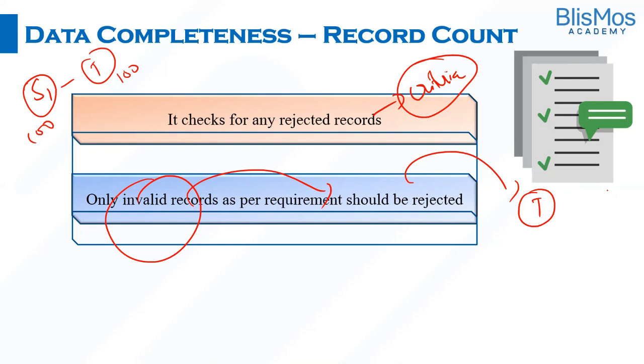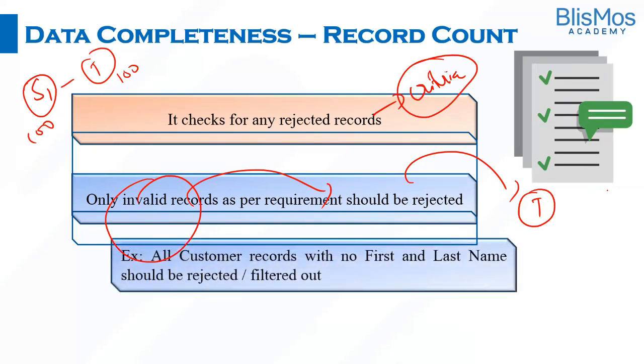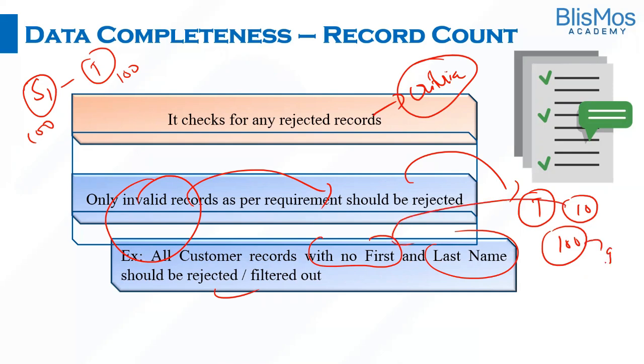after applying the transformation. For example, here, if you say all the customer records with no first and last name should be rejected or filtered out. Assume you have 100 records. Within that, 10 records do not have the first and last name. Now 90 records need to be loaded into the target table. Here 90, 90, we need to compare both of them, and a record count is matching. That ensures the data completeness according to the requirements. Awesome. We understood some of the important aspects of the data completeness with the record count. Thank you.